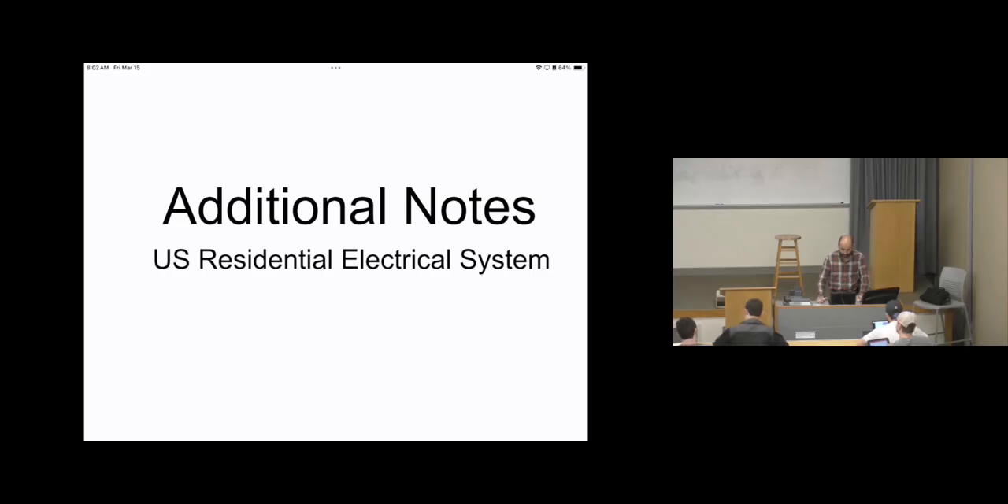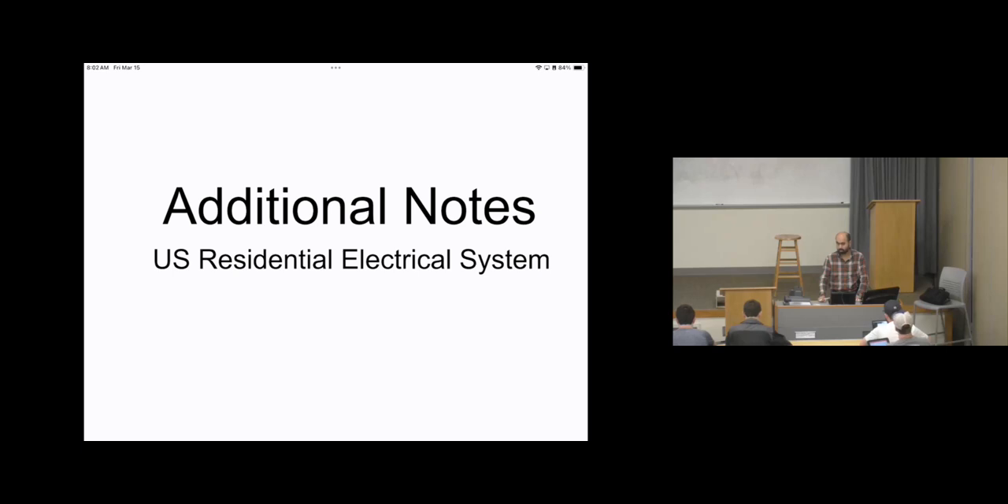Today's topic will be about the U.S. residential electrical system. In summary, we know that the electricity that goes to your home, or even here in the wall outlets, is 120 volts, right? And also we know the frequency is 60 hertz.